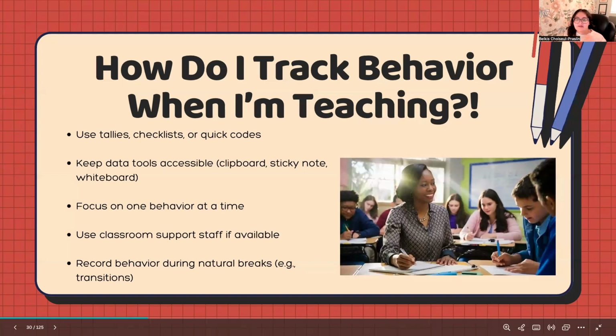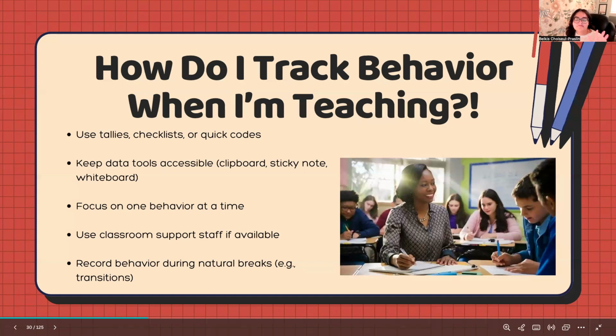I'm somebody who uses voice to text, and I'll send myself a text message. I'll say, today during math, James was observed once getting up for materials without permission. I know we know what the behavior is being tracked. I can keep it like that, and later I can go in and add more to it. But that'll just be a quick note to myself, and I will deal with it once I have a little bit more breathing room or space.